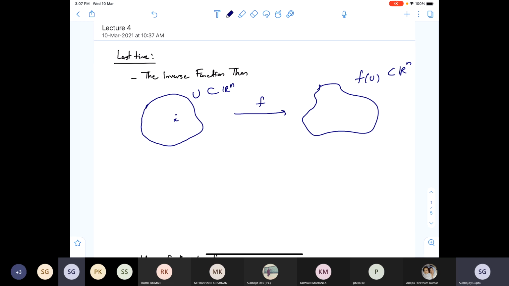And suppose at a point, you know that the derivative of f, which is an n by n matrix in this case, so that's the total derivative. So f from U to Rn is smooth, and df at a point x is invertible. So this derivative is an isomorphism. And here it's from Rn to Rn.